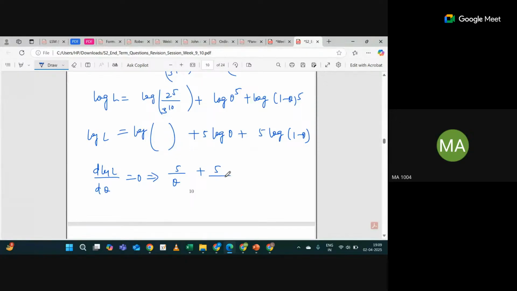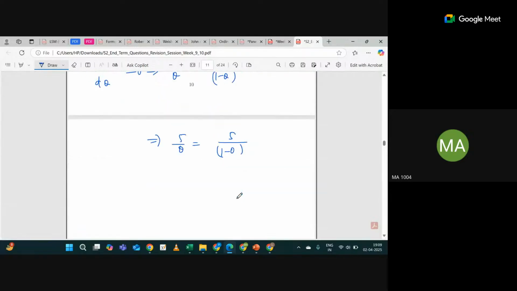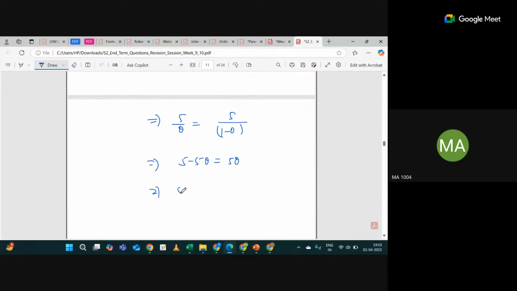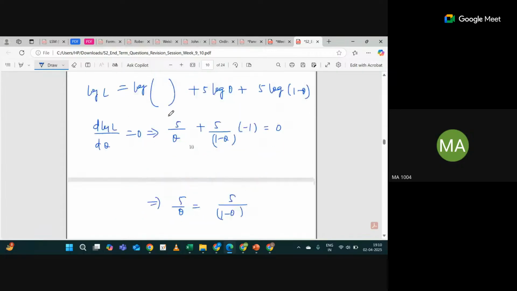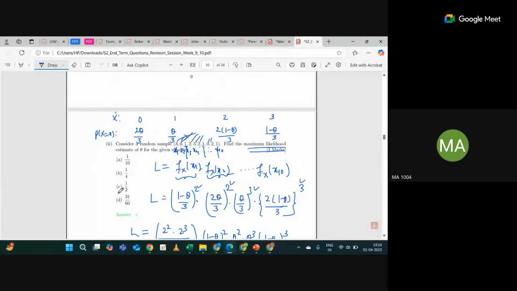If you differentiate 5 divided by (1 minus theta), we have to differentiate the inner term again, which is minus 1, equal to 0. So it will be 5 by theta equal to 5 by (1 minus theta). So you can see we will get 5 minus 5 theta equal to 5 theta. Anyway, we get 5 equal to 10 theta. So theta hat is equal to 5 by 10, which is half. You can also cancel 5 here and find theta. This is not 1 minus 0, this is 1 minus theta. So you can see option number C is the correct option. Okay, is this clear? Yes, sir.